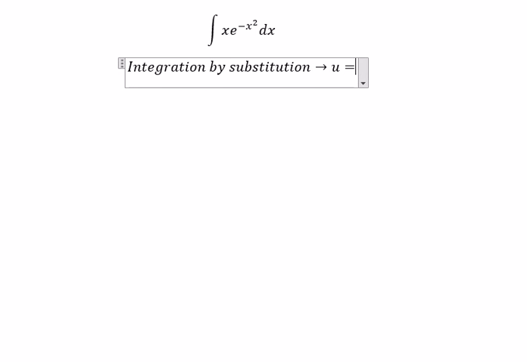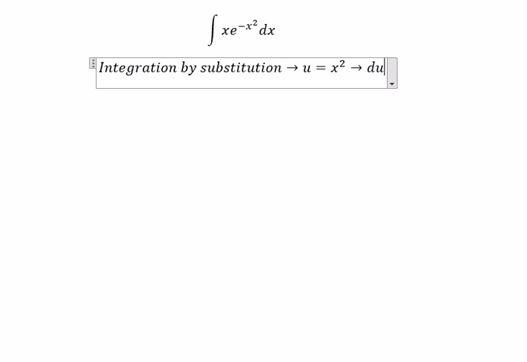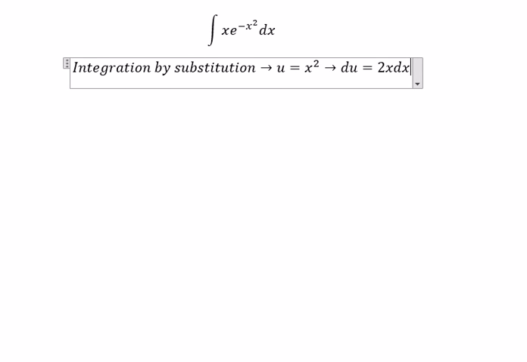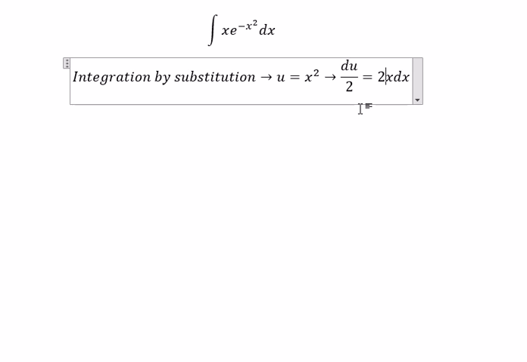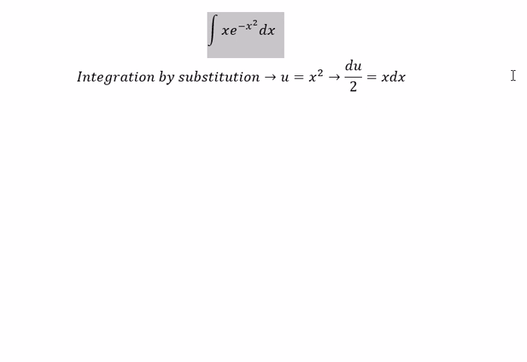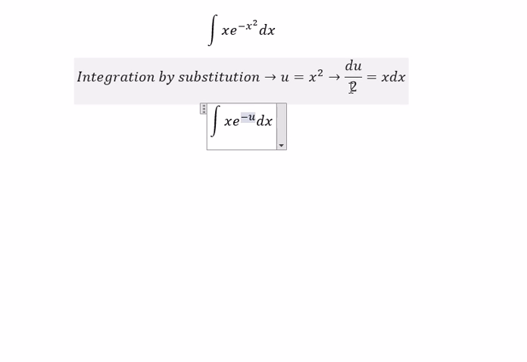We put u equal to x squared, du equal to 2x dx. Because we don't have the number 2 in here, we divide both sides by 2. This one we change for u. X dx we change for du over 2.